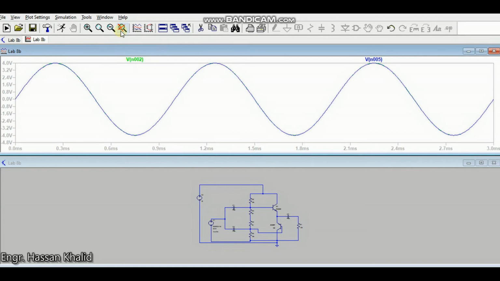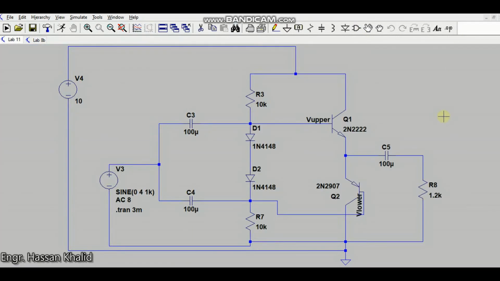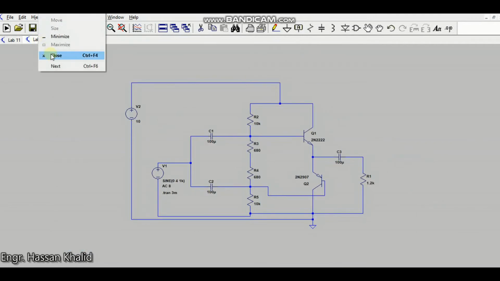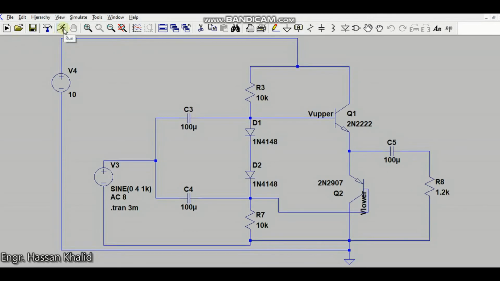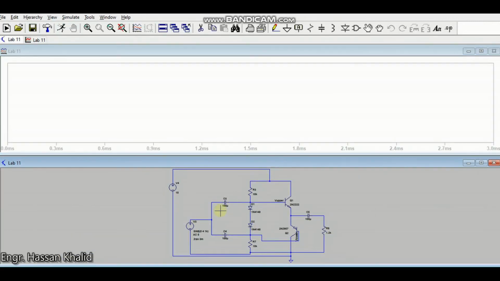Now let us try to implement the second solution by connecting diodes having the same characteristics as the base emitter junction diodes. Now you can easily visualize that we have replaced the two resistances in the internal loop with two diodes that are assumed to have the same characteristic as the base to emitter junctions. Okay, now let's remove all the extra tabs and just press the run button.